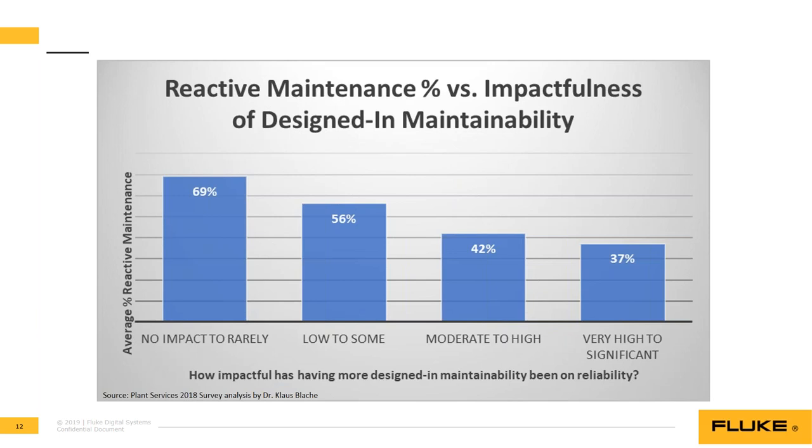Also, I thought I'd look at design and maintainability, since we talked about that. And that's really how you solve some of the problems up front, rather than waiting for them to happen. So it was how impactful has more design and maintainability been on reliability. And again, as you do less and less design for maintainability, your reactive maintenance is higher. And so as you do more and more design for maintainability going to the right, you have less reactive maintenance. The very high to significant use or impact of design for maintainability being 37% reactive. It's not where you want to be, but it's better than all the other ones.